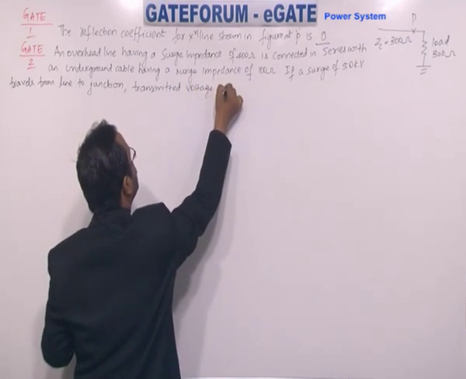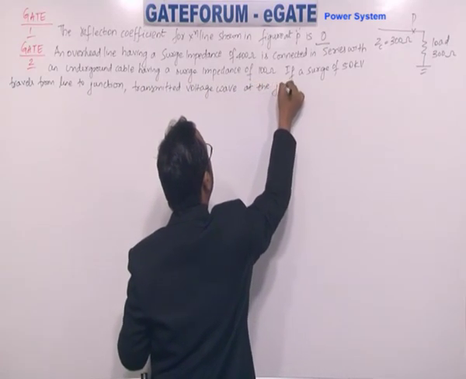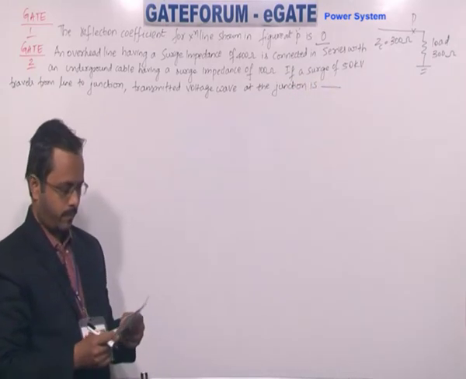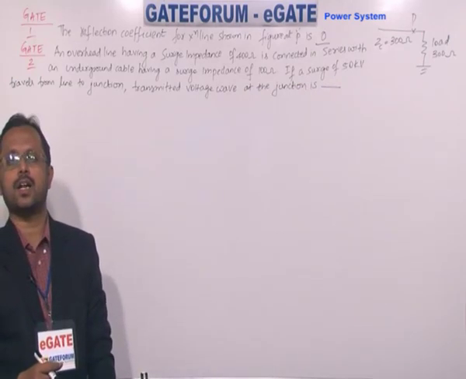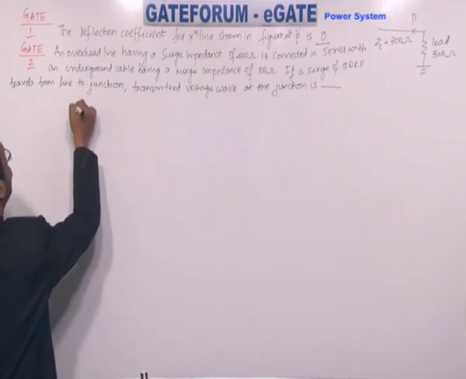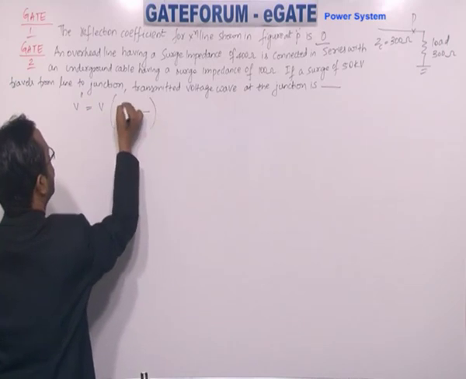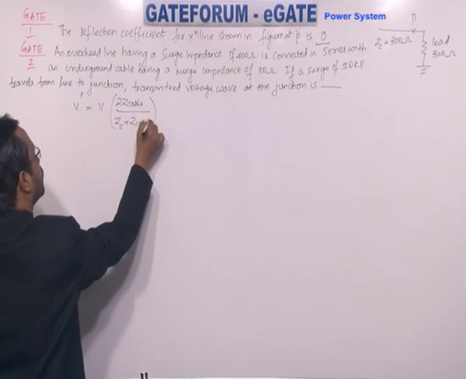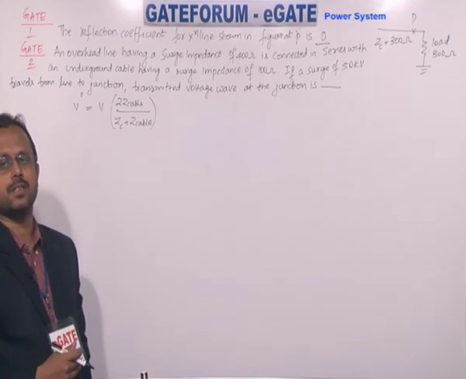so the transmitted voltage wave at the junction is... how do you find what is the transmitted voltage? It is V double dash. How to find V double dash? V into, first we are having cable, so 2 times Z cable divided by ZC plus Z cable. Please refer to equation 3 of condition 4 in yesterday's session.